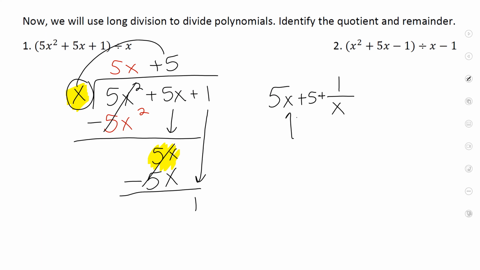So guys, this part is your quotient. Go ahead and label it. And this part is your remainder. Okay, I'm going to move this out the way since you guys wrote it down already. All right, so next example. This time we're not just dividing by x, we're dividing by x minus 1. Go ahead and set it up.